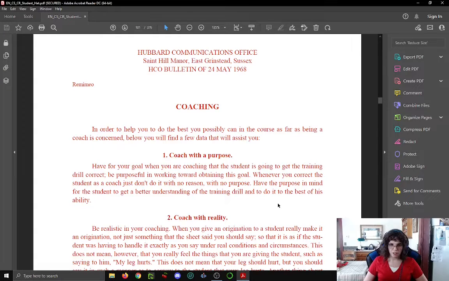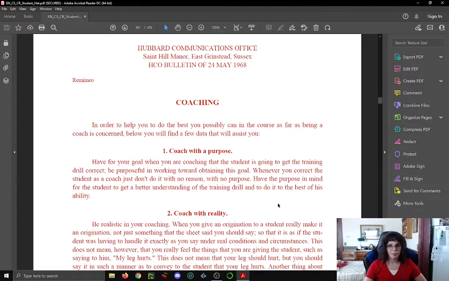Whenever you correct the student as a coach, just don't do it with no reason, with no purpose. Have the purpose in mind for the student to get a better understanding of the training drill and to do it to the best of his ability.